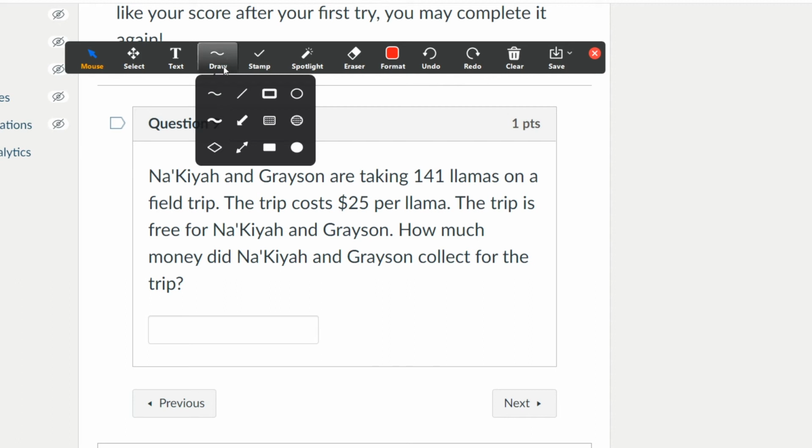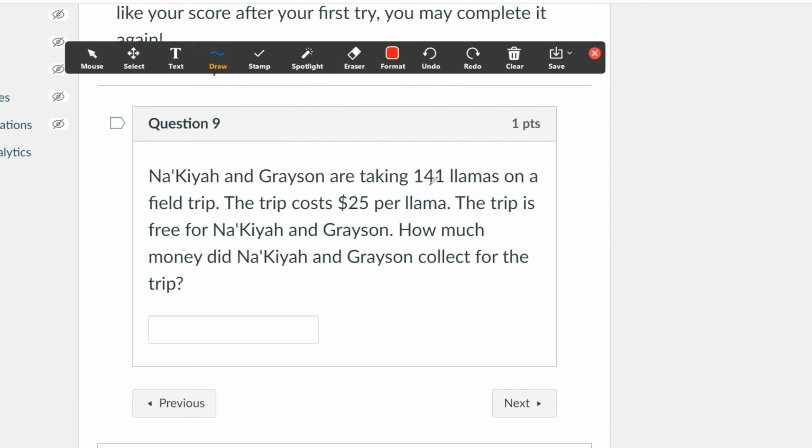So we know that out of all these people and llamas, Nakaya and Grayson are not paying anything. So we're only trying to calculate how much it costs for the llamas. We have 141 times 25. Let's go ahead and set up our area model. We have 100 plus 40 plus 1, and then 20 plus 5.